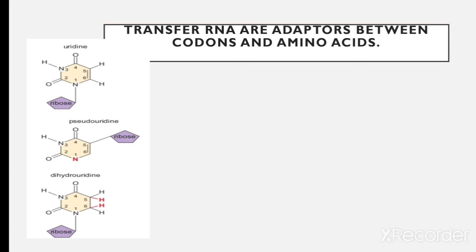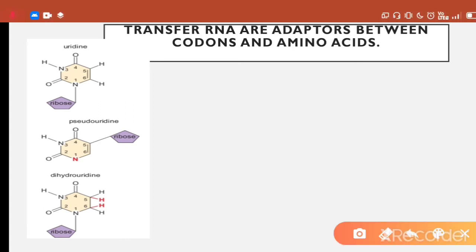Another similarity between different types of tRNA is the presence of several unusual bases in their primary structure. These are created by post-transcriptional machinery by enzymatic modification of normal bases in the polynucleotide chain. For example, here you can see pseudouridine. This is formed by an isomerization reaction in which the site of attachment of uracil to the sugar is changed. As you can see here, ribose is attached to the first nitrogen in the case of uridine, but in pseudouridine it is attached to the 5th carbon.